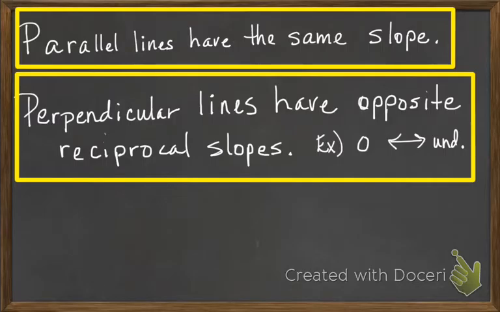Explain that to me, why a line that has a 0 slope would be perpendicular to a line that's undefined. Mary Frances. Because a line with 0 slope is a horizontal line, and a line that's undefined is vertical, so they would still make right angles.